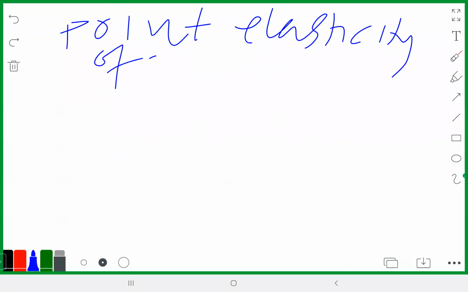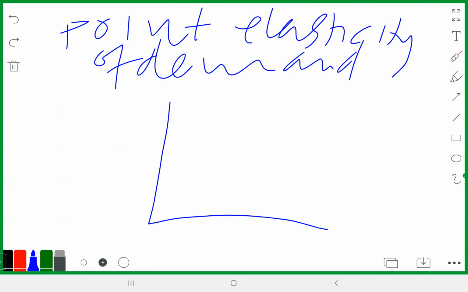Point elasticity of demand. This one actually just measures the responsiveness.